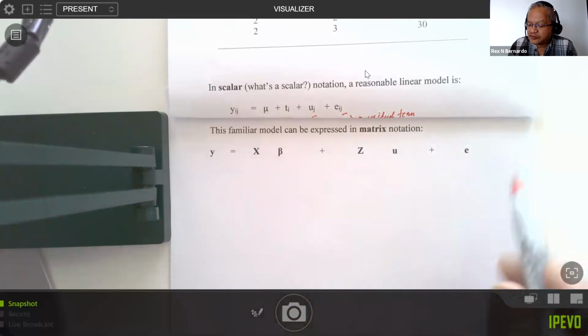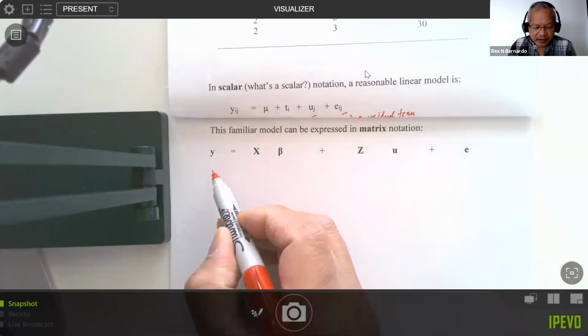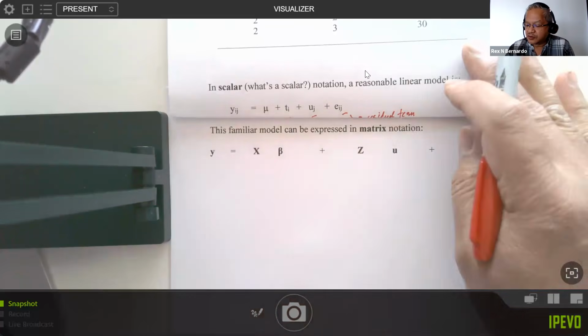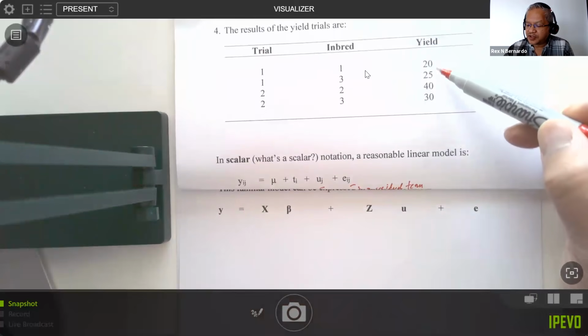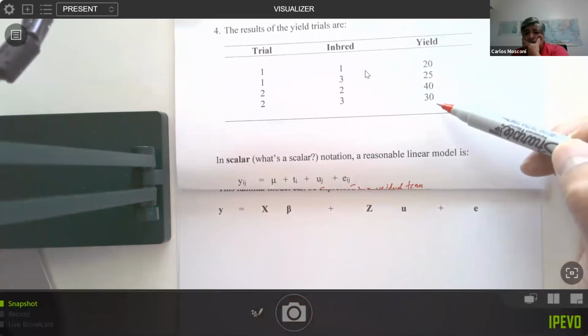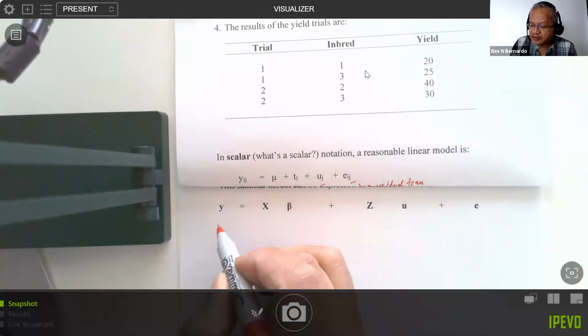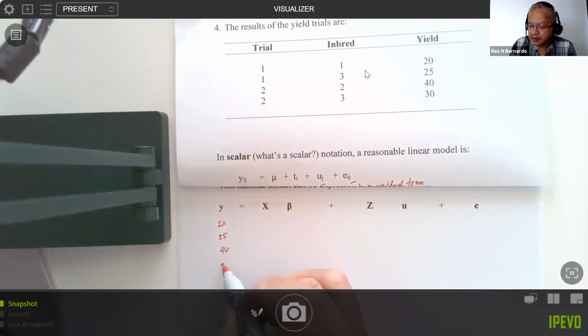I'll write down how these all look. So my Y is just my vector of observations. I see here that I have 4 observations: 20, 25, 40, and 30. And so therefore my Y is simply that: 20, 25, 40, and 30.